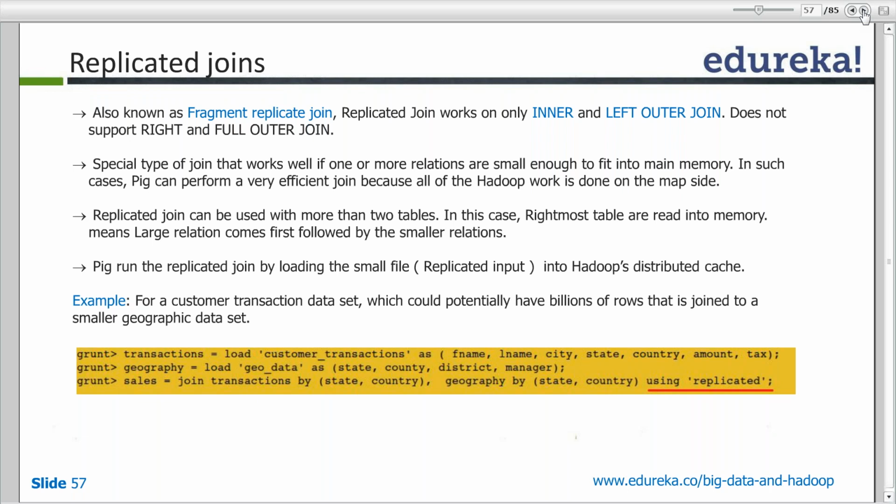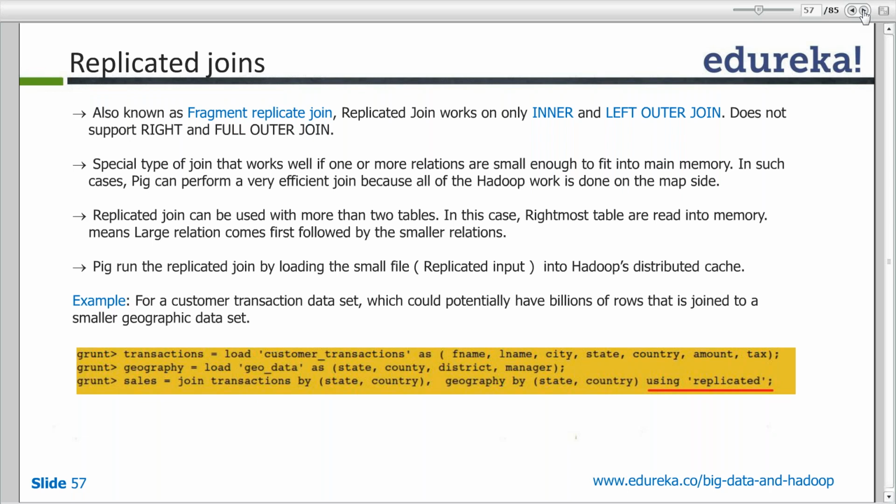Replicated join is a special type of join that works well if one or more relations are small enough to fit in the main memory. In such cases, Pig can perform a very efficient join because all of the work is done on the map side. This is a map side join. Replicated join can be used with more than two tables. In this case, the rightmost table is read into the memory. Okay, means large relation comes first, followed by smaller relations.